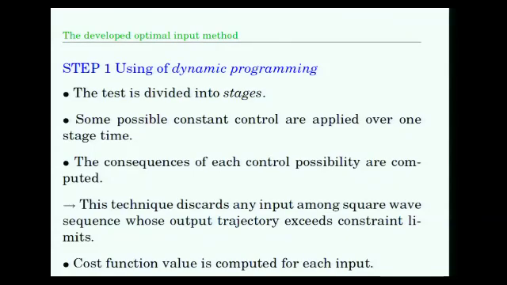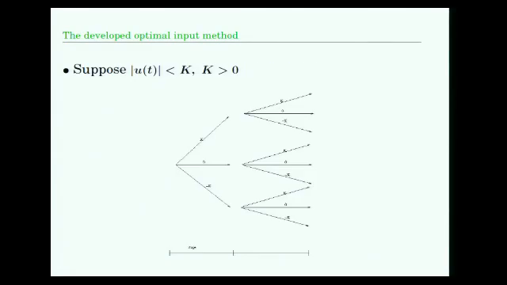Now we can talk about the developed optimal input method. This method is divided into two steps. The first one consists in obtaining, by using dynamic programming, the first input, which is used as initial point to the second step. Now I can talk on the first step. We suppose in the first step that the time test is divided in two stages, like this one. Here, for example, this is the time test. We suppose we have divided it into two stages.